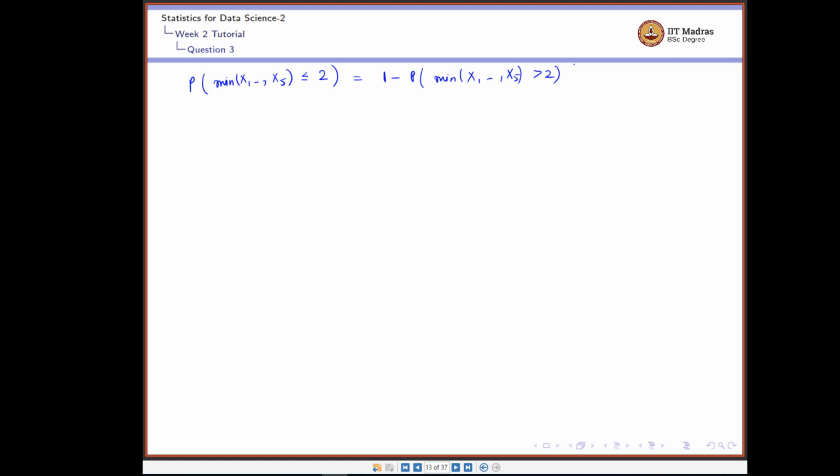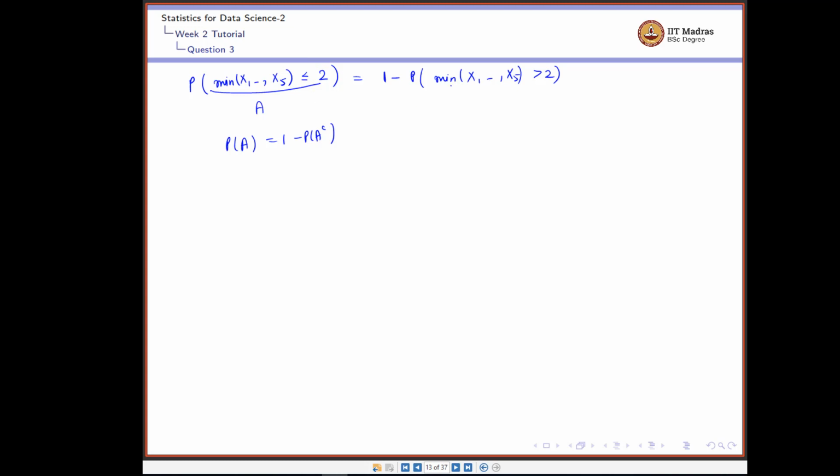Why did we write it like this? Because the minimum of X1 to X5 being less than or equal to 2 doesn't mean that each of the random variables is going to be less than or equal to 2. If this is your event A, you can write the probability of A as 1 minus the probability of A complement. So A complement is going to be the minimum of X1 to X5 is greater than 2.